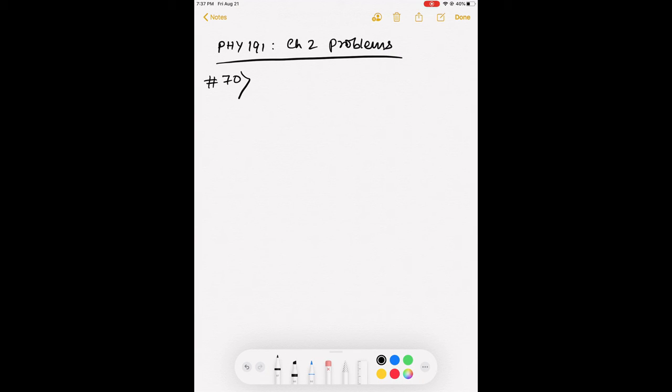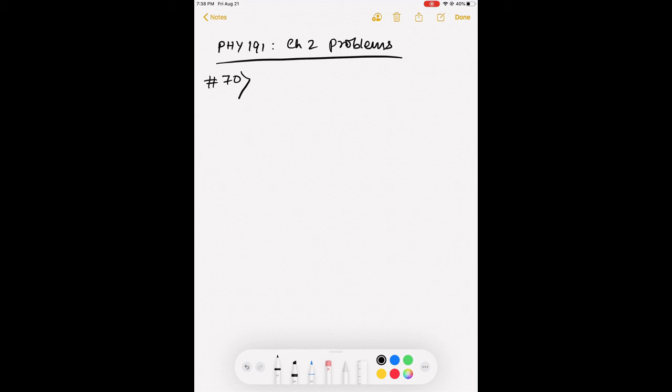Okay, guys, so this is problem number 70 from chapter 2, exercise. In this problem, it says that water drops are falling from the edge of a roof. So there is a building. You can imagine that water drops falling are freely falling, so it's basically again a problem of free fall.